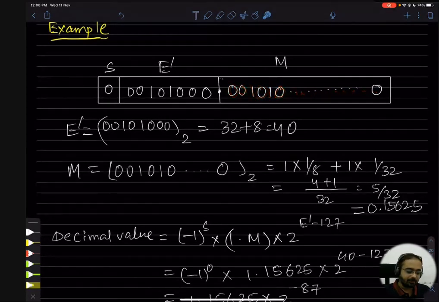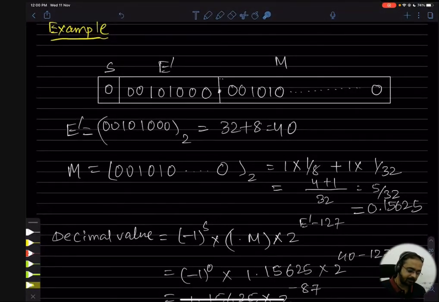Okay, how to convert this into decimal? This is one question in the CT2. So in CT2, up to this chapter it will come. After CT1, whatever we have read, up to this chapter it will come.